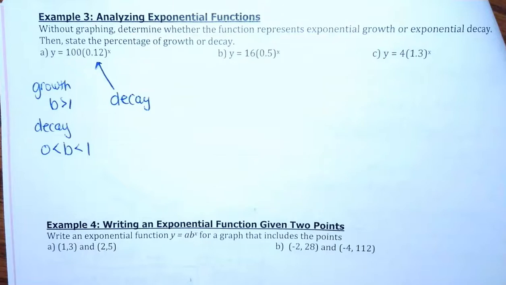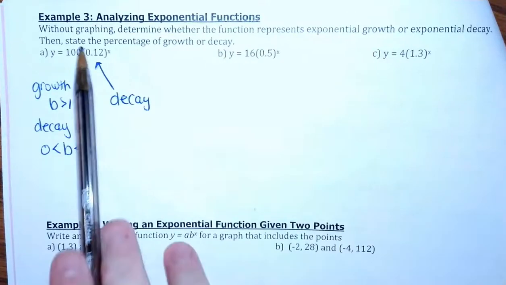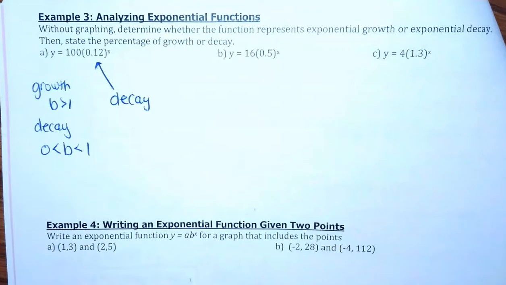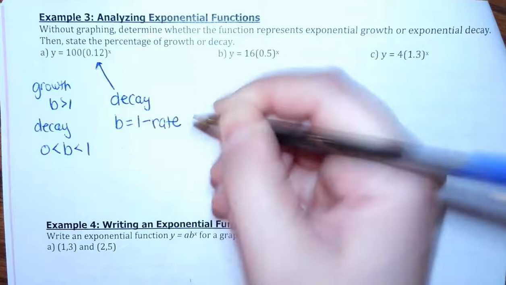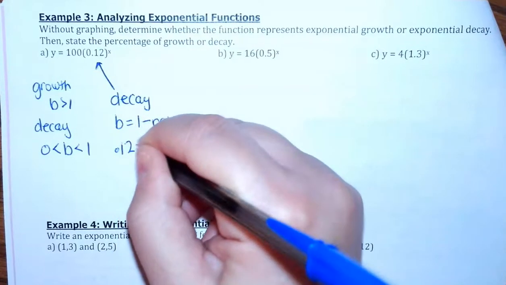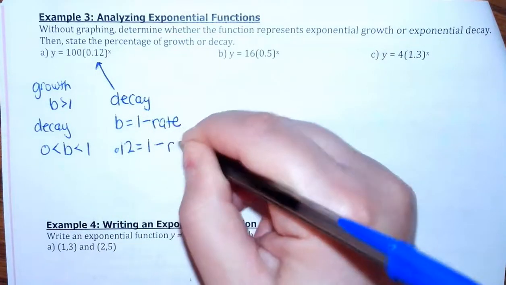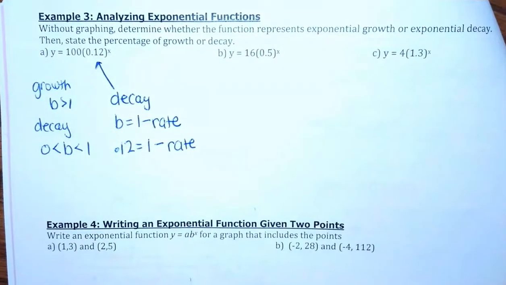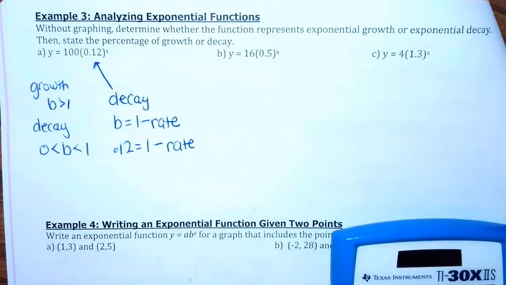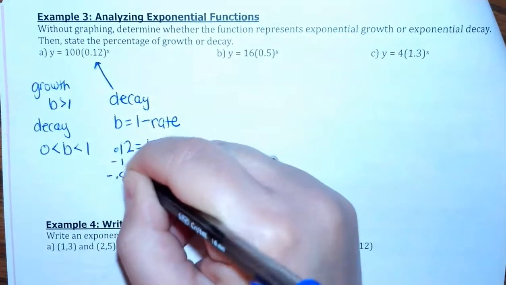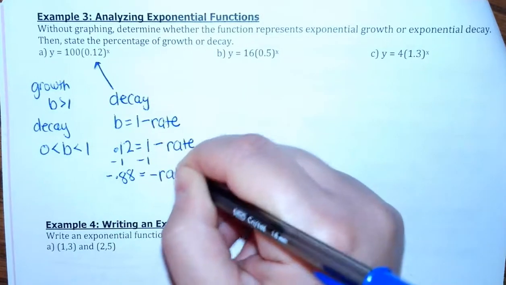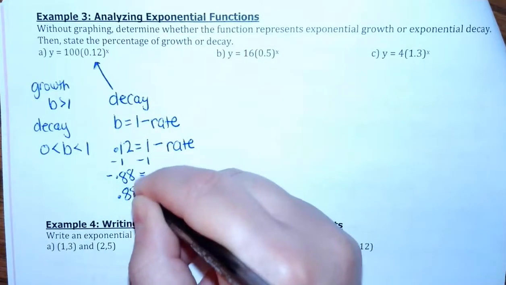And then we want to figure out the percentage of growth or decay. Okay, so remember, if you have decay, your B value is 1 minus the rate. So I can see the B value is that 0.12, and the rate can help us get to our percentage. So all I'm going to do real quick is subtract 1. I'm going to do that 0.12 minus 1. And if I do that, this is negative 0.88 would be negative our rate. Those negatives cancel out. So 0.88 would be the rate.